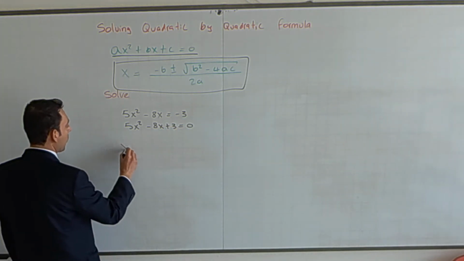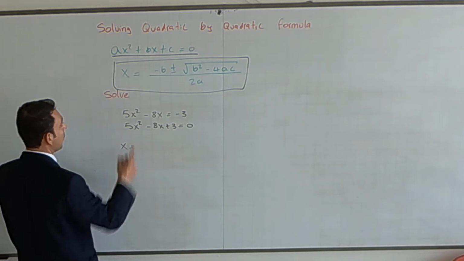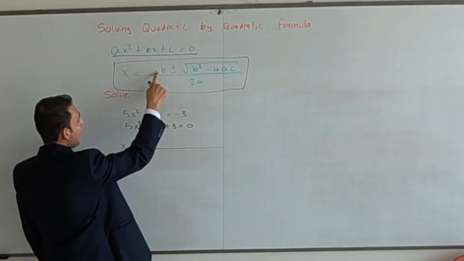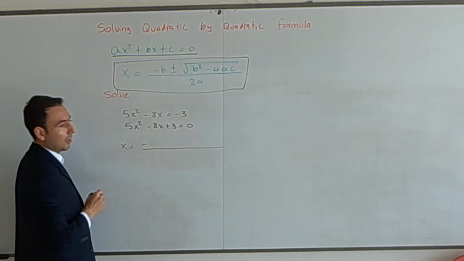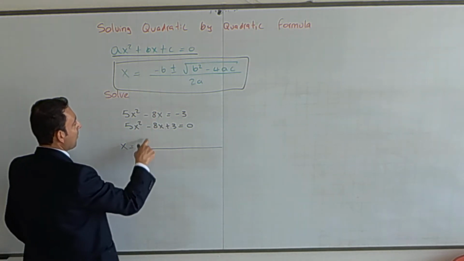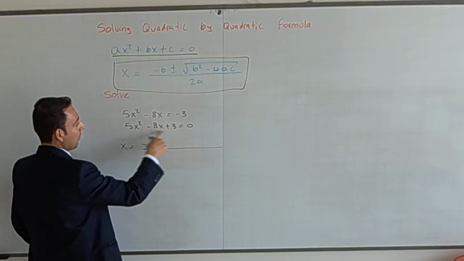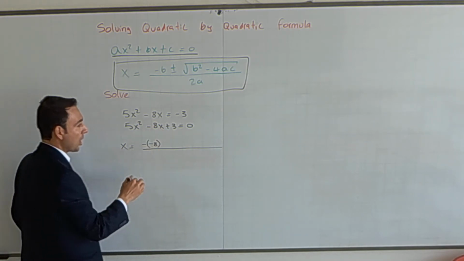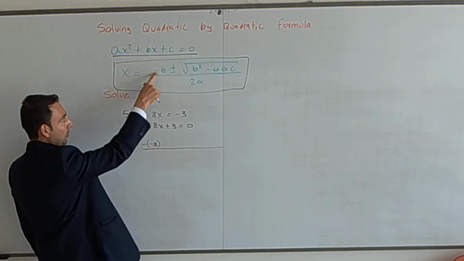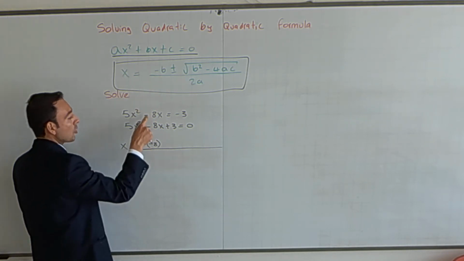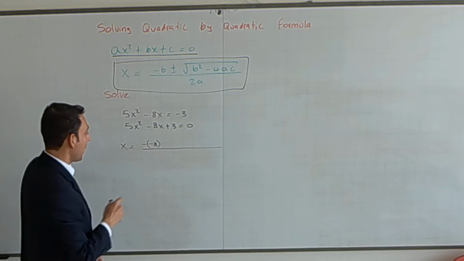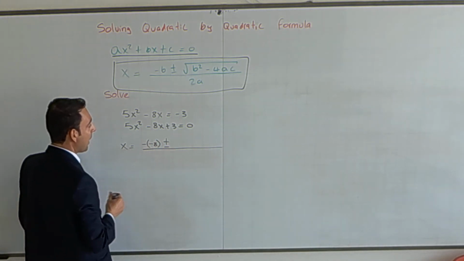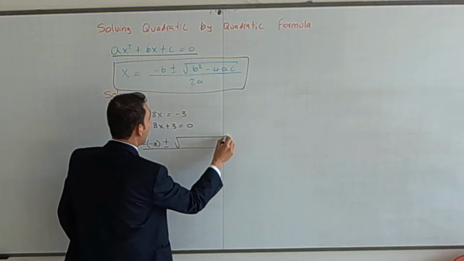Then let's use the quadratic formula. x is equal to, remember, negative b. What is b in my equation? b is negative 8, then it's negative of negative 8. One more time, remember, this negative is because of the formula, and this negative is because b is a negative number. Keep that in mind. Okay, negative b, plus and minus the square root of b squared.